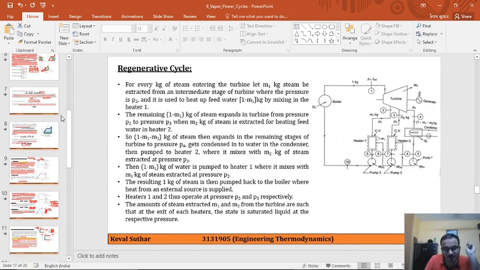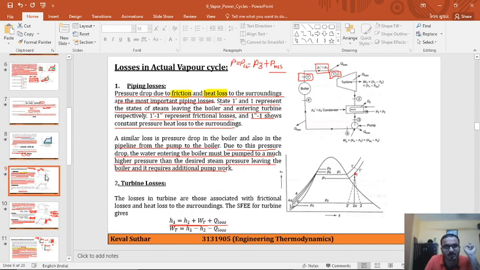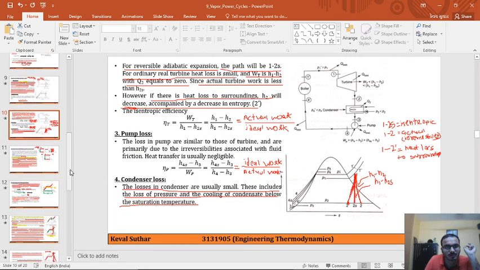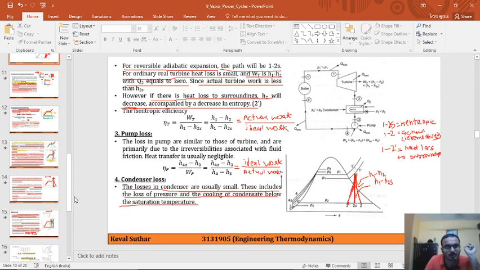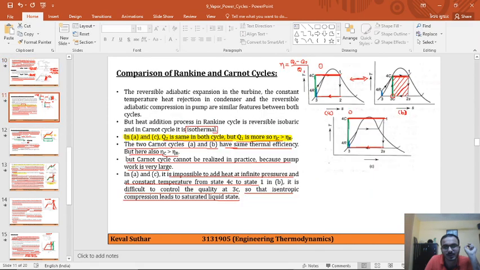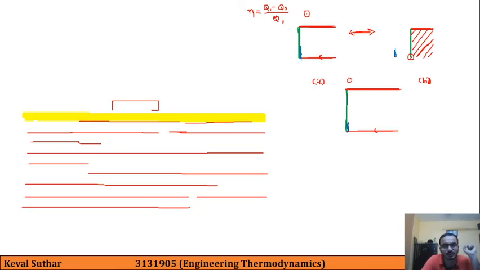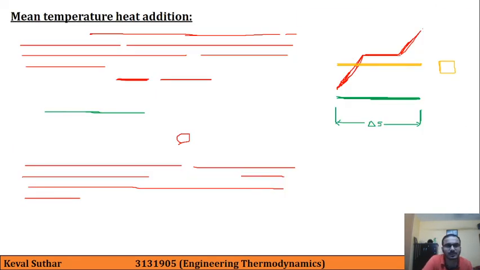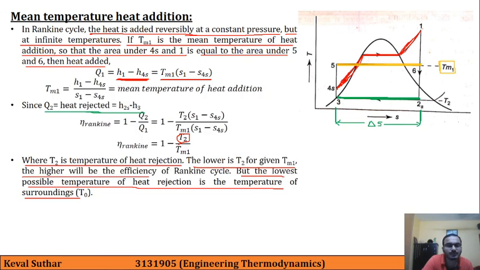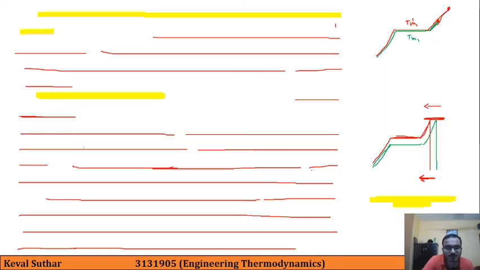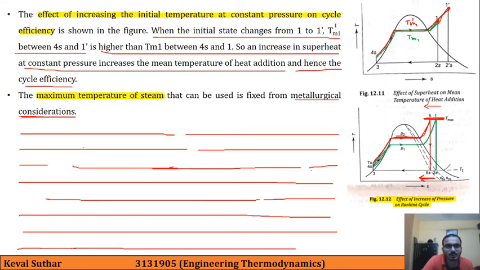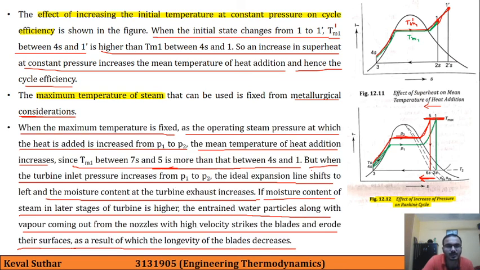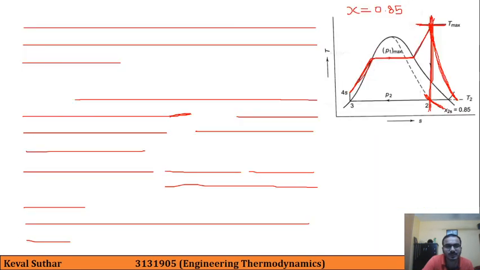So in today's lecture, we began with a comparison of Rankine and Carnot cycle. Then we studied mean temperature of heat addition, and we obtained that the efficiency of Rankine cycle is a function of the mean temperature of heat addition only. Then we studied the effect of increasing the initial temperature, the maximum temperature of steam, and the maximum pressure that can be obtained.